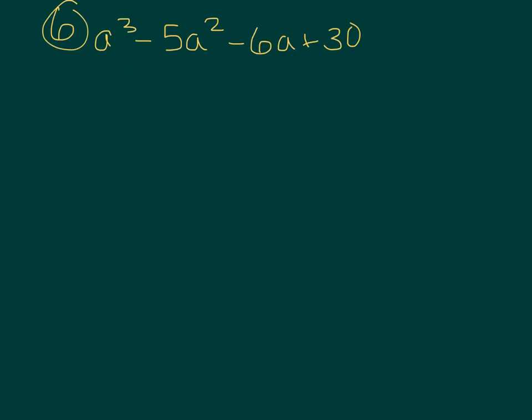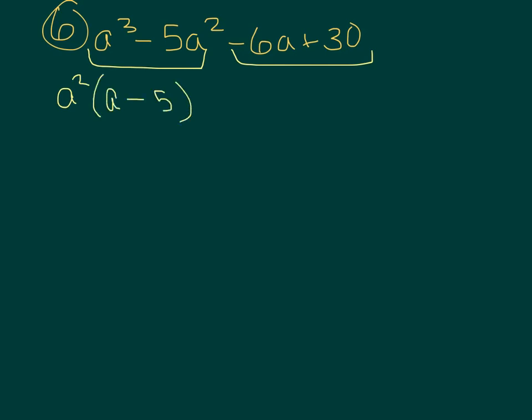So our last type of problem is going to have one extra step. I'm going to start by grouping together my a cubed minus 5a squared, and I'm going to group together my -6a plus 30. So with my first set of terms, I am going to factor out the GCF, which is a squared. That leaves me with a minus 5.